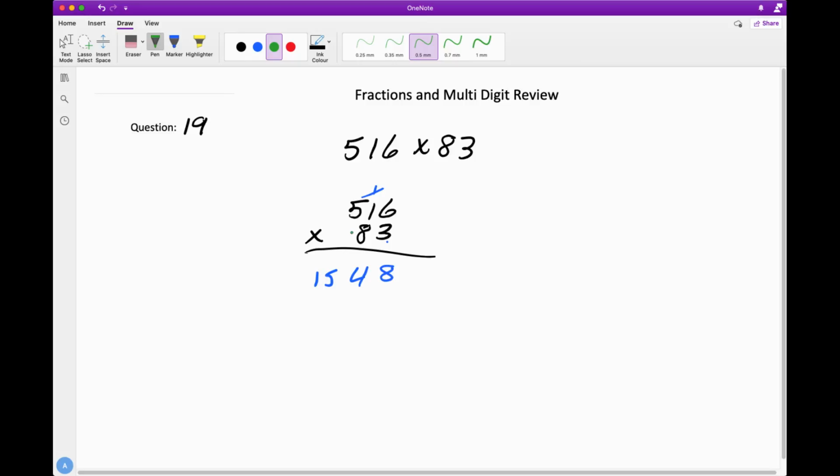Now we do 8 times 6. Well, before we do that, we're moving to our 10s. So we got to put our 0. 8 times 6 is 48. 8 times 1 plus 4 is going to give me 12. And 8 times 5 is 40, plus 1 is 41.